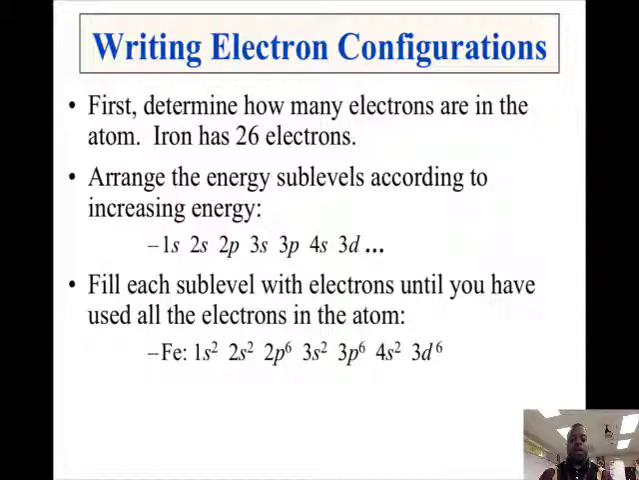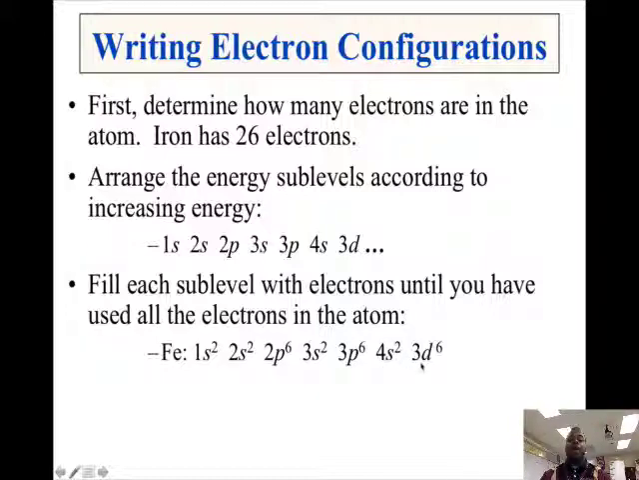So we have for iron 1s2, in the 1s orbital there are 2 electrons. 2s, we have 2 electrons. 2p6, in 2p orbital we have 6 electrons. 3s, we have 2. 3p6, 4s2, and 3d6.